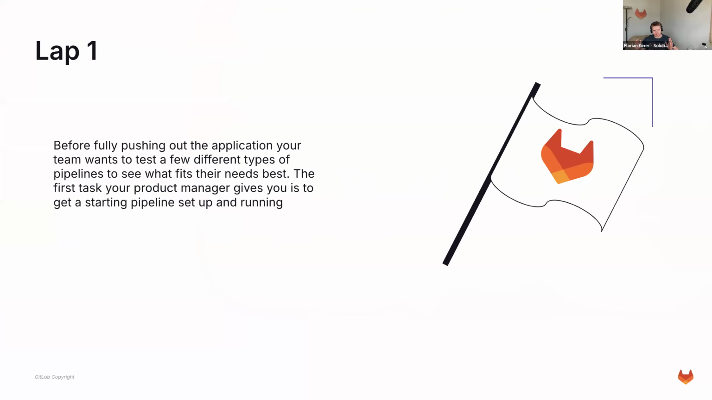Now, the first task is, before we can push the application that our team wants to test, we have to do a few different types of things. We want to create a couple of pipelines to understand what best fits our needs, right? Obviously, we've been tasked with this because we're the GitLab experts and our product manager has high trust in us. So let's see how we can start the pipeline, test things out, and get things running.